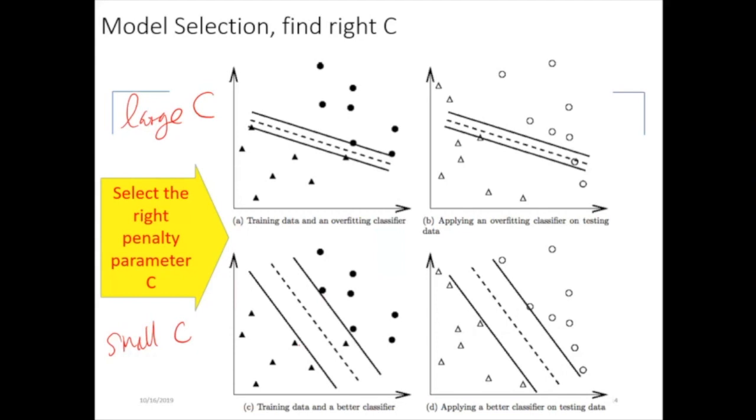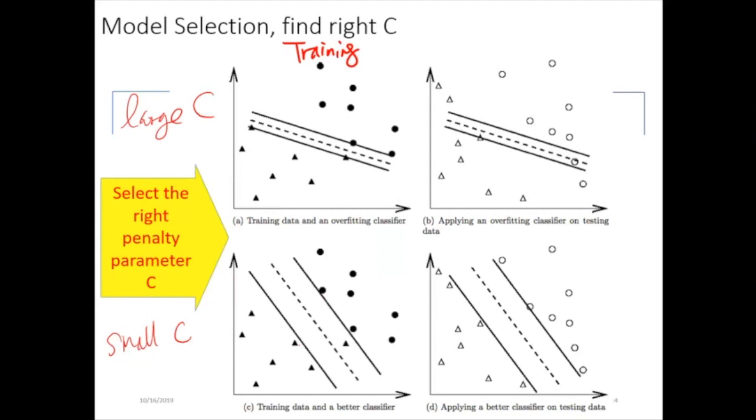So let's look at this example. This example only shows you the linear case. In the linear case, in fact, you can find a margin without allowing noise at all. So this is the training case. The upper one is training with a large C. Large C means penalize error a lot. And this is the training case with a small C, which means I'm allowing some errors.